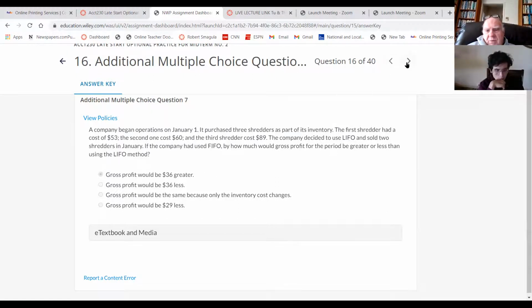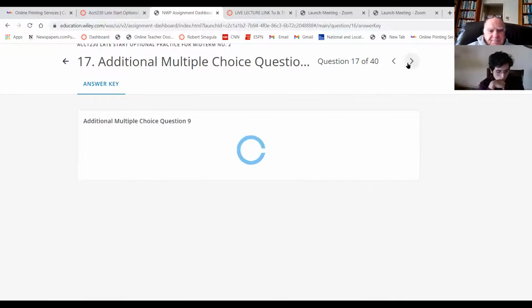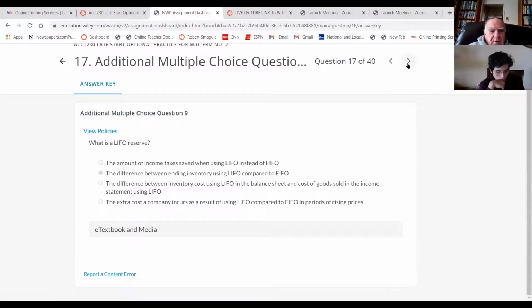And I'll let you jump in with questions. What's the LIFO reserve? We just went over it. Difference between the inventory using LIFO compared to FIFO.